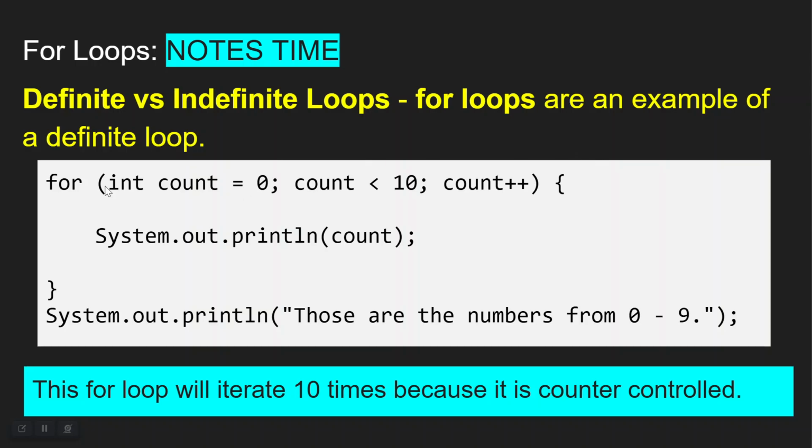And so for loops look like this: for, and then in parentheses, int count equals 0, semicolon, count is less than 10, semicolon, count plus plus, close your parentheses, and then we've got our curly braces, and then we're doing something inside here. All right. This for loop will iterate 10 times because it is counter controlled. It's going to start with 0, it'll print 0, and then it will go up. It's going to print the numbers from 0 to 9 is what this particular loop is going to do.